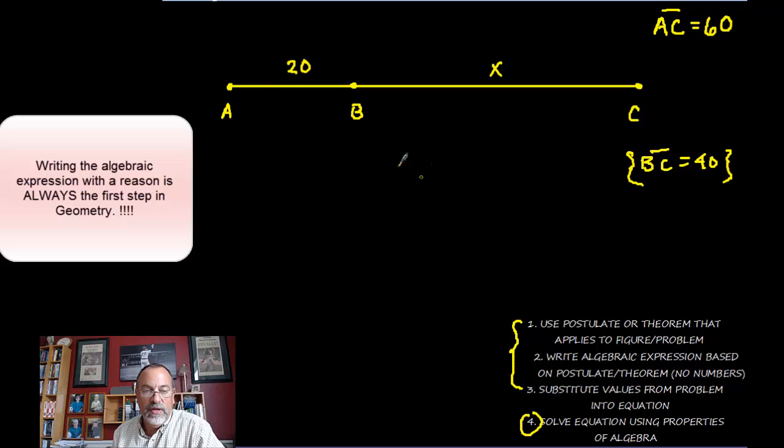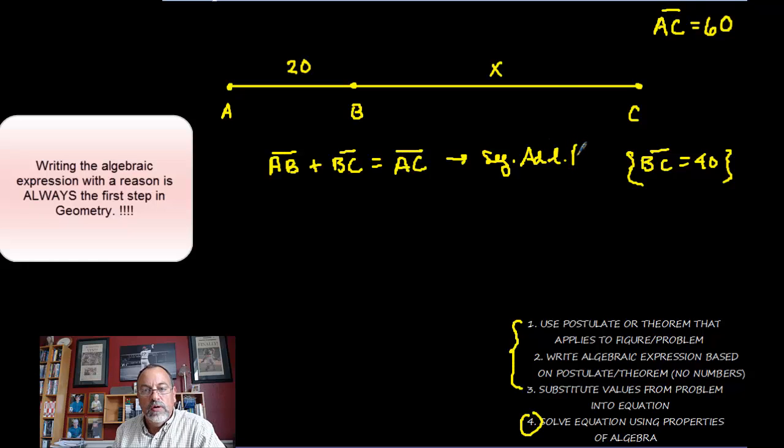So I start with the same thing. Okay, AC, I recognize that's a line, B is in between, so I know that these two parts added together equal the whole thing. So I understand it, and now I'm going to write the expression AB, the first part, plus BC is equal to AC. And how do you know that? Well, because of the segment addition postulate. So again, I start with geometry, steps 1 and 2, understand and write.